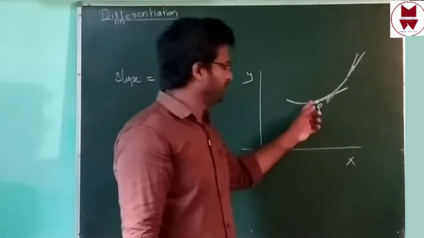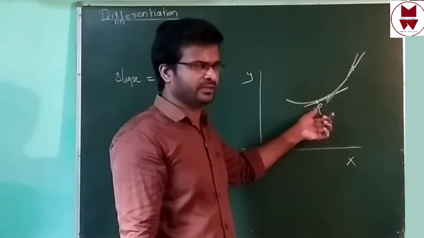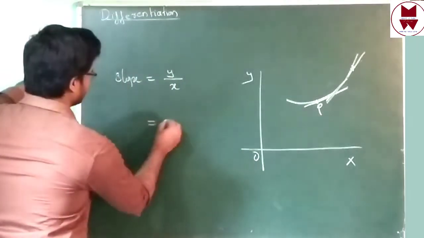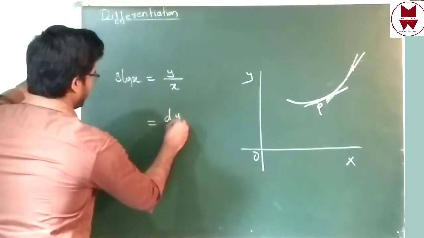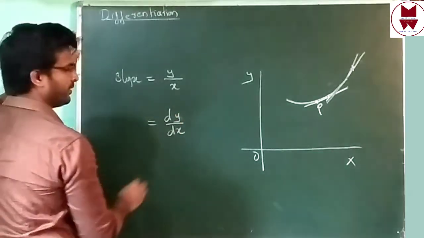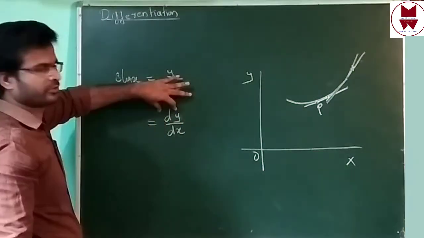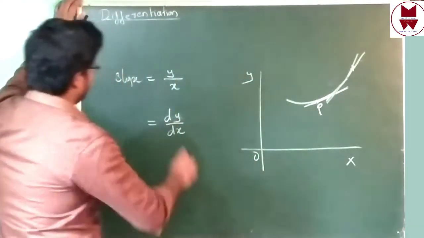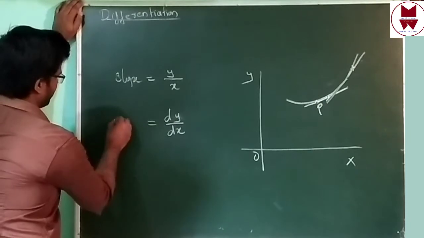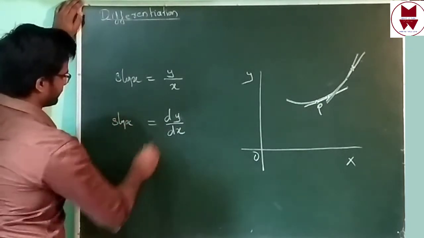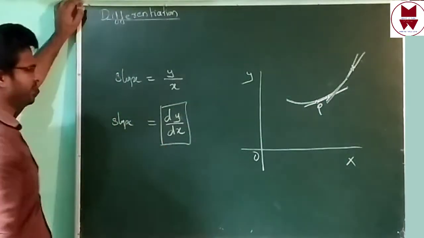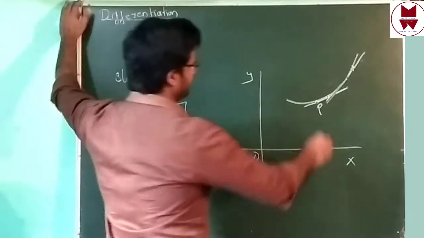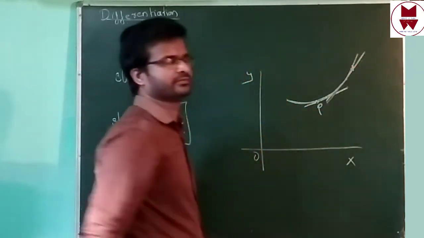Then the process of finding the slope in this way is known as the derivative. That we can write as dy by dx. Dy means a small length of this curve. That's why we use dy by dx. Slope. This dy by dx is known as the differentiation of this function, that graph.